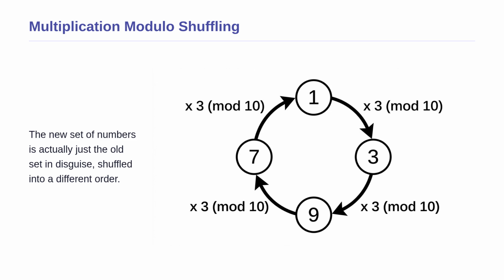The magic of modulo arithmetic is that this new set is actually just the old set in disguise. No two new numbers leave the same remainder, so we get the exact same list of original values, just shuffled into a different order.